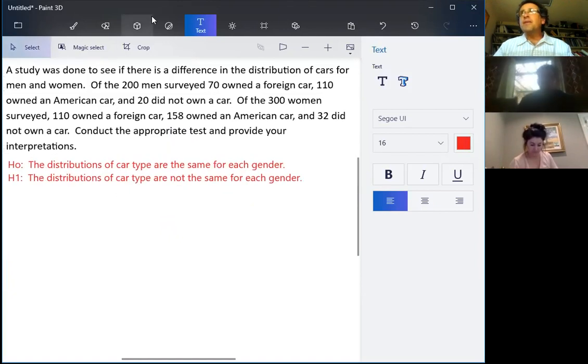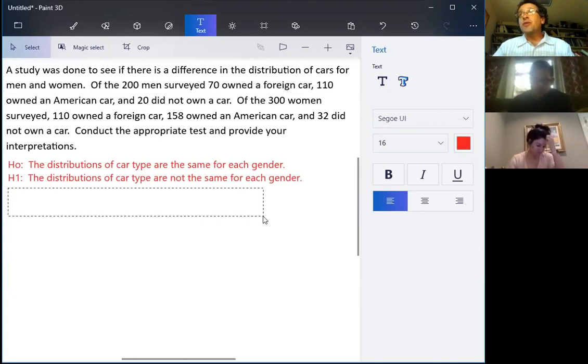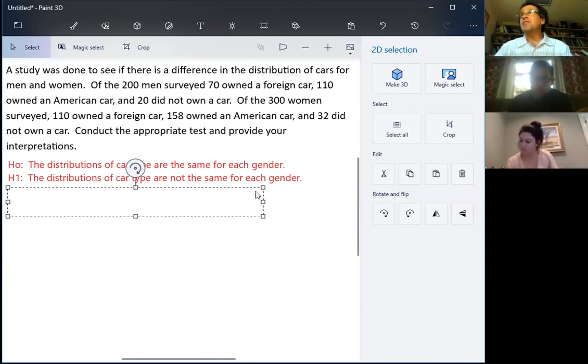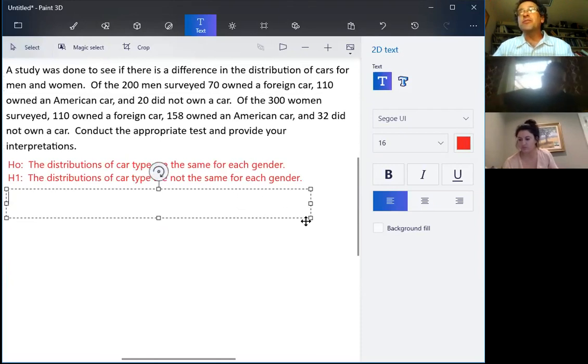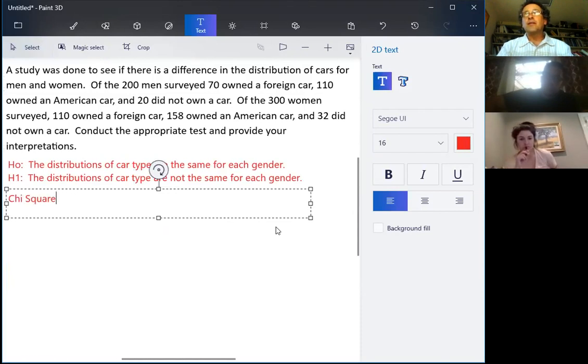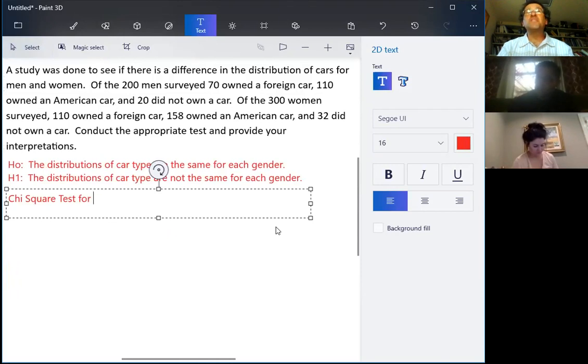This is going to be a different test than the one we had before. It's also a chi-square test, and it uses that same distribution, but it's a different test because we're comparing two distributions that we don't know about. This is called the chi-squared test for homogeneity.